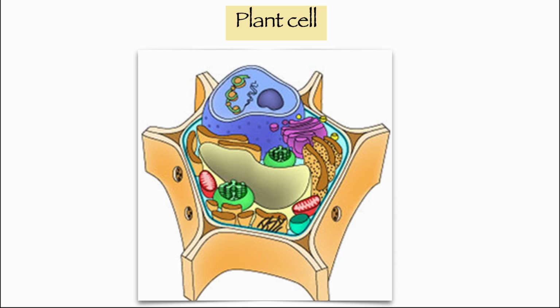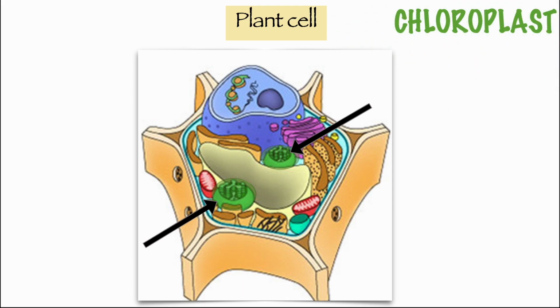So now let's see how photosynthesis works in the plant cell. This is how a plant cell would look. And these green things, what are they called? They are called chloroplasts. This is where photosynthesis happens. These green things that you see in here, the chloroplasts, are what give plants their green color.